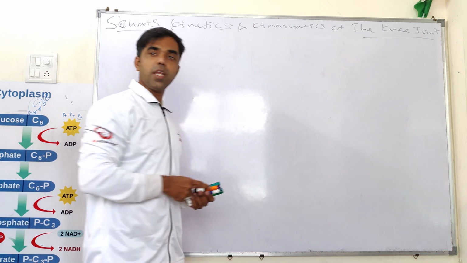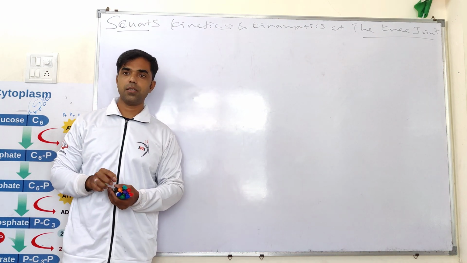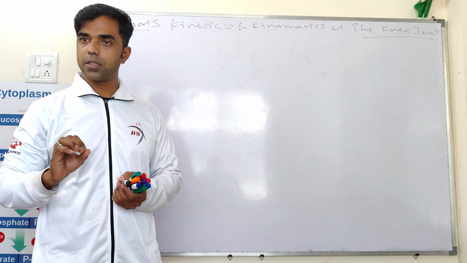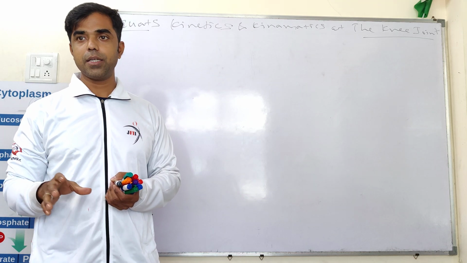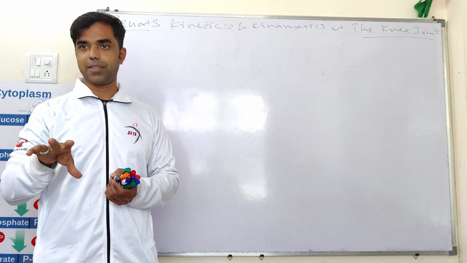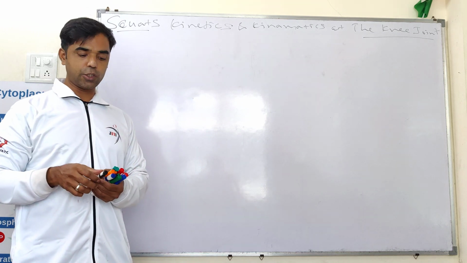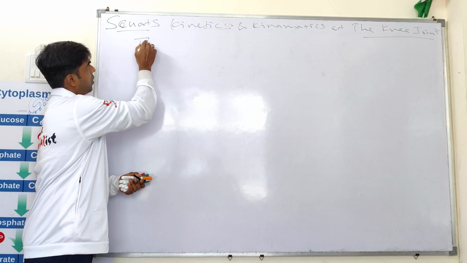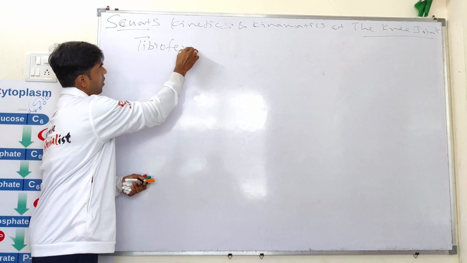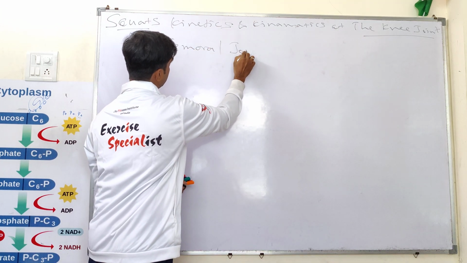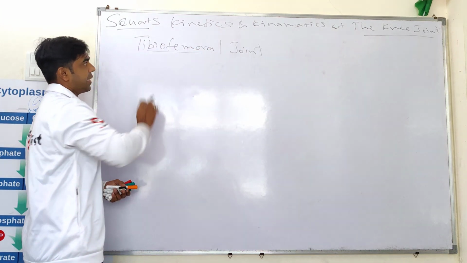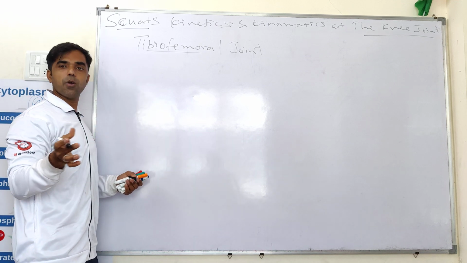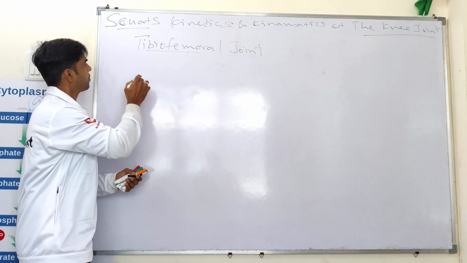Okay. So in the previous lecture, on the ankle joint, we studied that the talocrural joint and the subtalar joint take care of the squatting, right? But at the knee, the tibiofemoral joint facilitates the squatting, right? So let's understand what the tibiofemoral joint is.